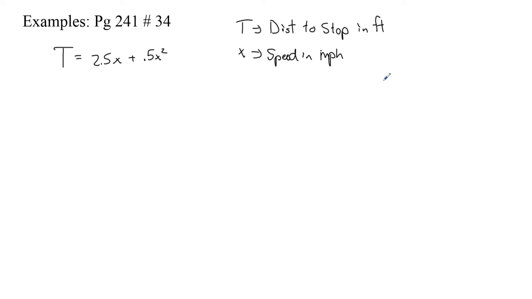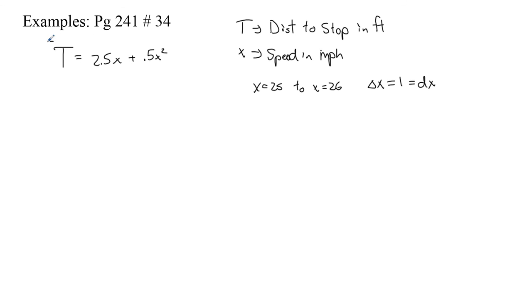So they say use differentials to approximate the change and the percent change in total stopping distance as speed changes from x equals 25 to x equals 26. Actually, let's make it, I gotta do the whole thing. All right, x equals 25 to x equals 26. Now, what that says is that the change in x is going to be equal to 1, and that's also going to be our dx.